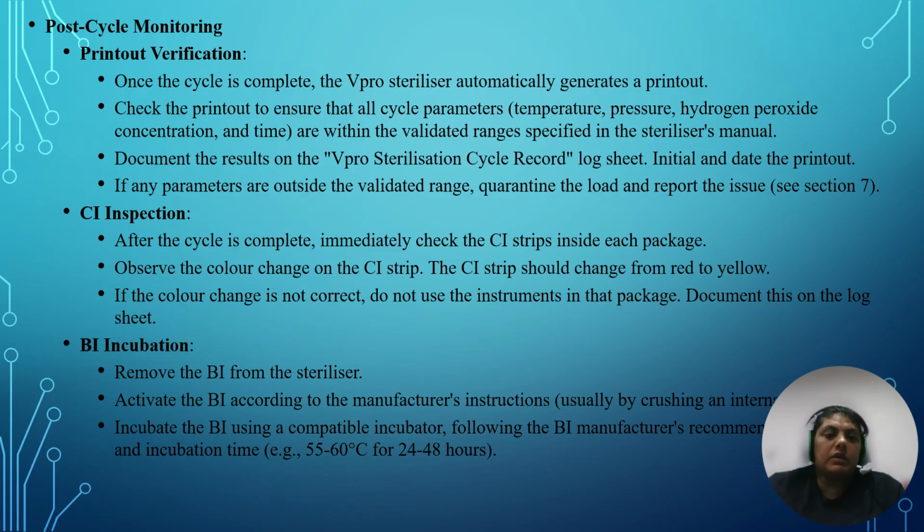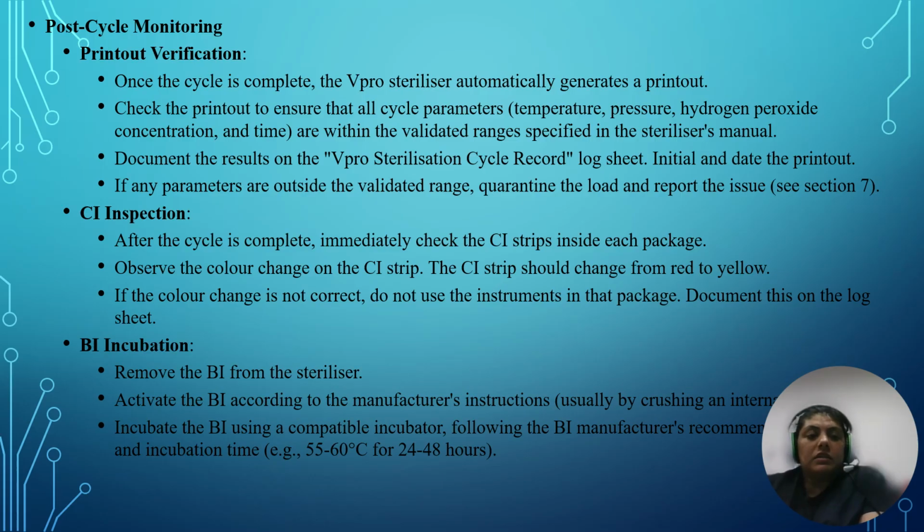Post-cycle monitoring, printout verification. Once the cycle is complete, the VPRO sterilizer automatically generates a printout. Check the printout to ensure that all cycle parameters, temperature, pressure, hydrogen peroxide concentration, and date and time, are within the validated range specified in the sterilizer's manual. Document the results on the VPRO sterilization cycle record log sheet, and initial and date the printout. If any parameters are outside the validated range, quarantine the load and report the issues. See Section 7, Chemical Inspection.